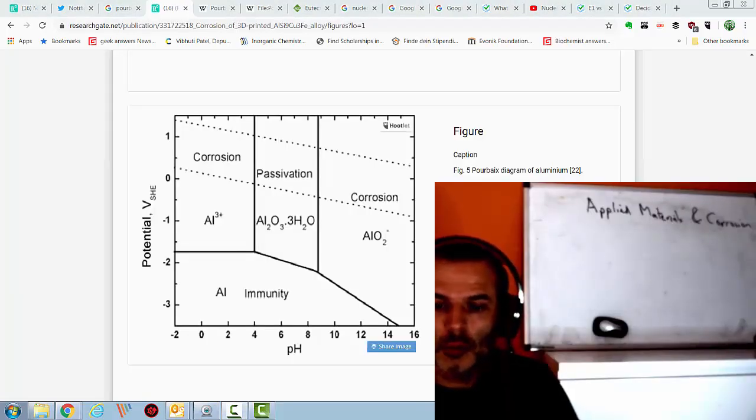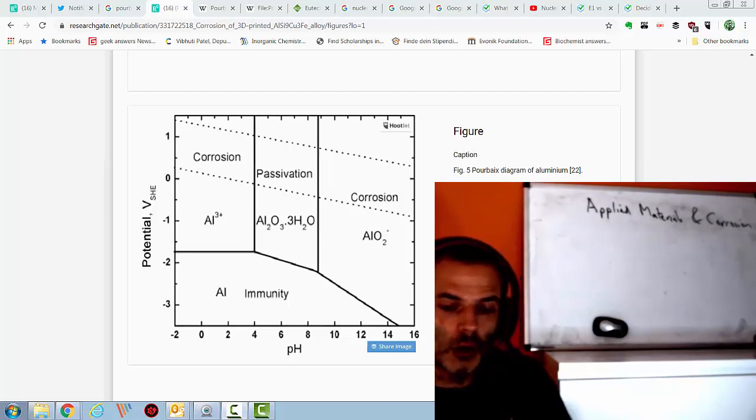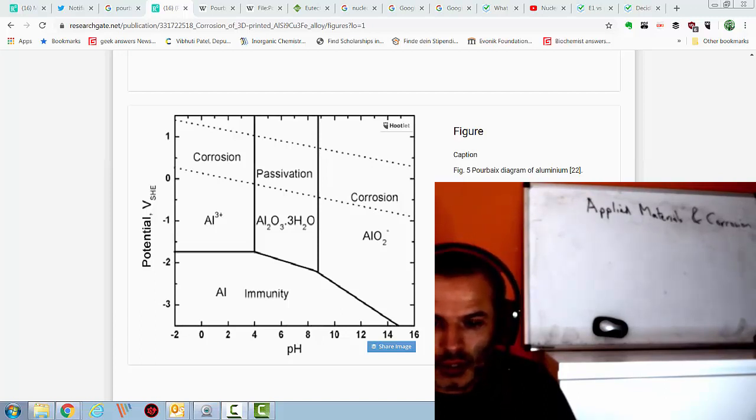This is another example of a Pourbaix diagram for aluminium, and in this case the aluminium corrodes both at high pH and at low pH, because as we know from home, if you put something aluminium in the dishwasher, it goes black. That's because the pH is higher than the passivation region, which is somewhere between 5 to 9 for aluminium.